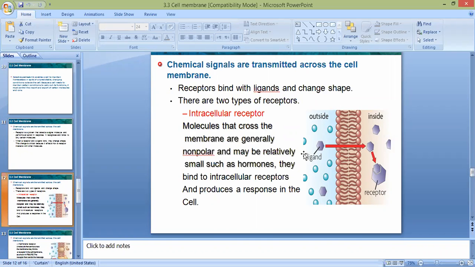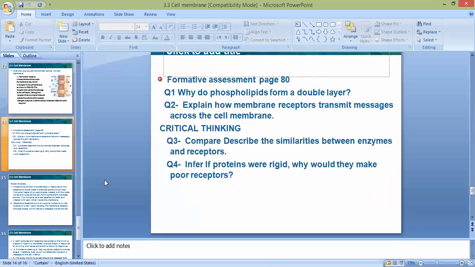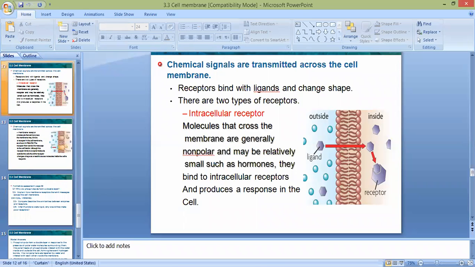This molecule will be generally non-polar because polar molecules cannot cross the membrane alone. They need a transporter protein. Okay, so when the non-polar or small molecules want to cross the cell membrane and find the receptor, this ligand will bind to the receptor of this protein, and this will result in a response, an action, okay, for a function to happen inside the cell. Okay, fine. Any question about this part, guys?